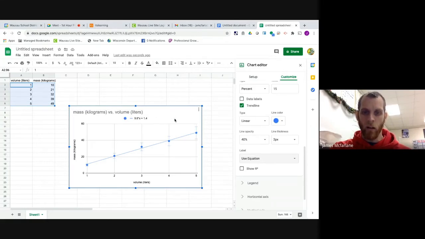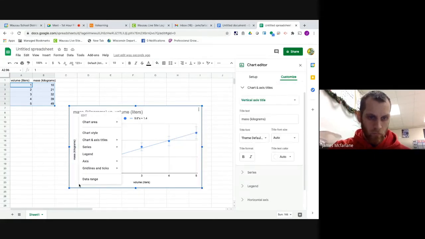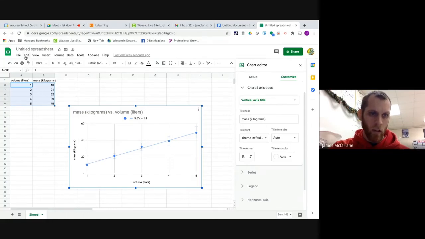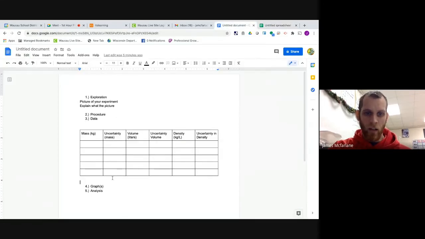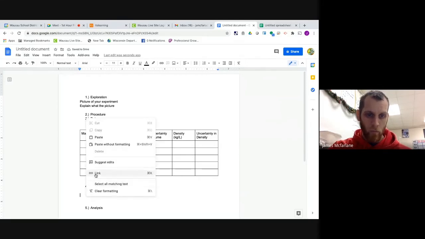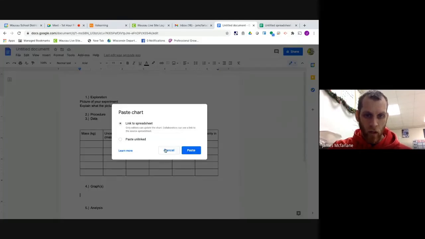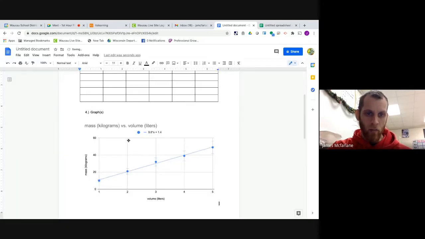Now what I can do is I can say, all right, I want to right-click on this graph, or I can click on it and go copy. I could go back to my document, and when I'm ready to put my graph in, I can click on paste, and it'll paste that graph. It has the title, it has my equation, it has my best fit line, it has the error bars, has both axes labeled. And this is what we're looking for.